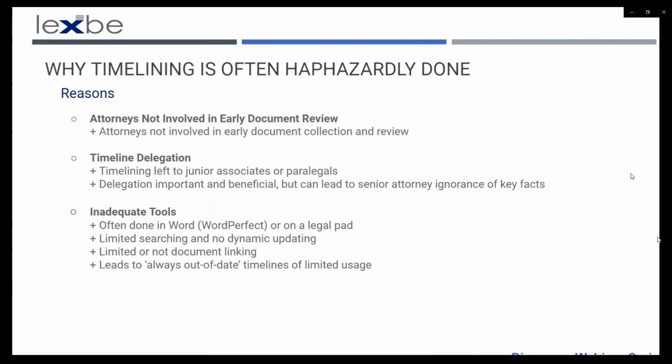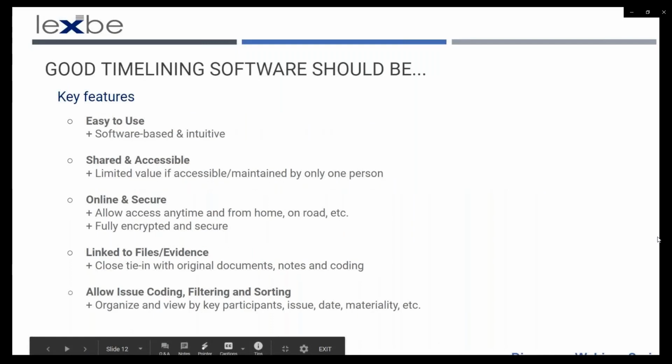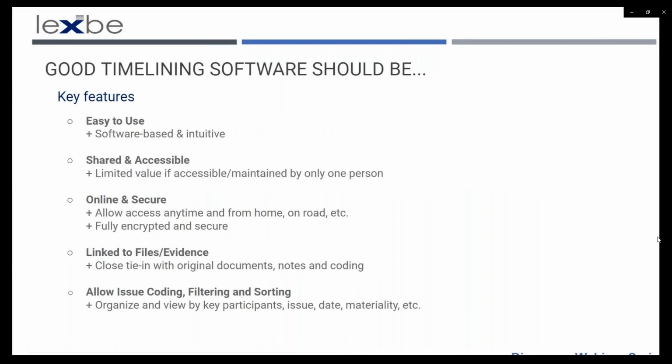So what do we want? Let's move on to what good timelining software should be for us, what we want it to do, and what it's potentially not doing when you're not using a product like LexSpeed. It should be intuitive and easy to use, such that it can be easily accessed and shared with the entire litigation team. Obviously, it has to be secure. You want it to be accessible at any time so that any member of the review team can log in and make additions to the timeline.